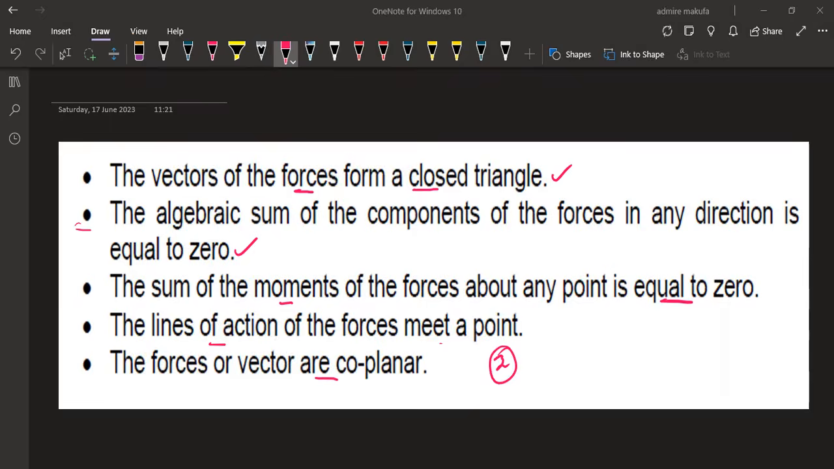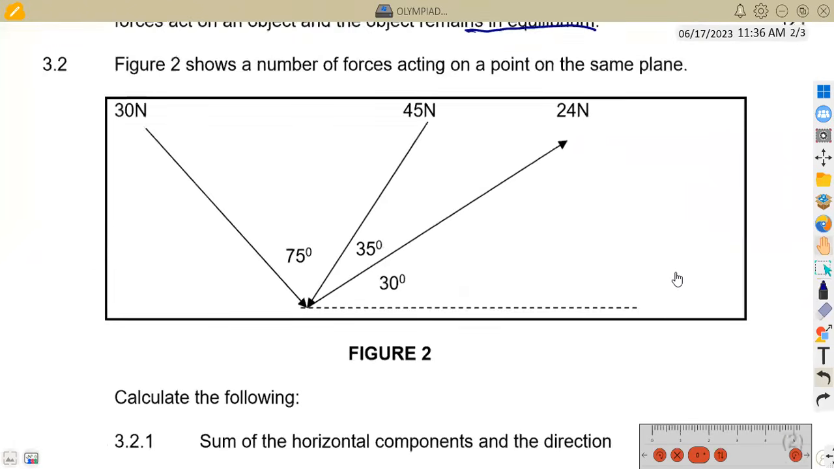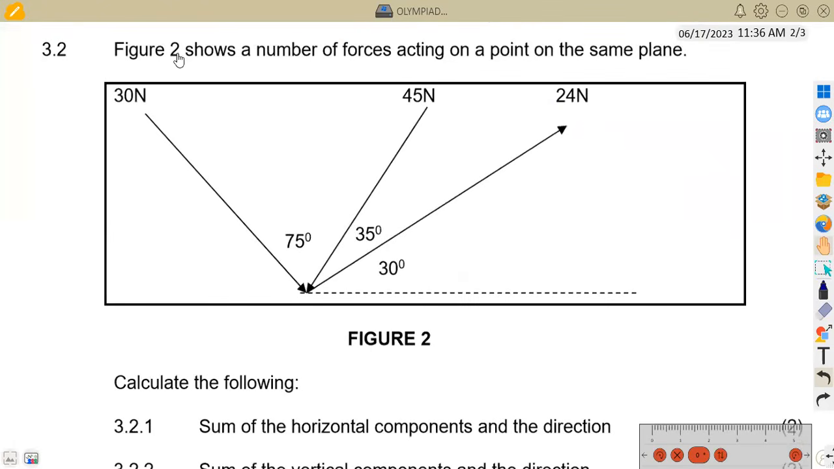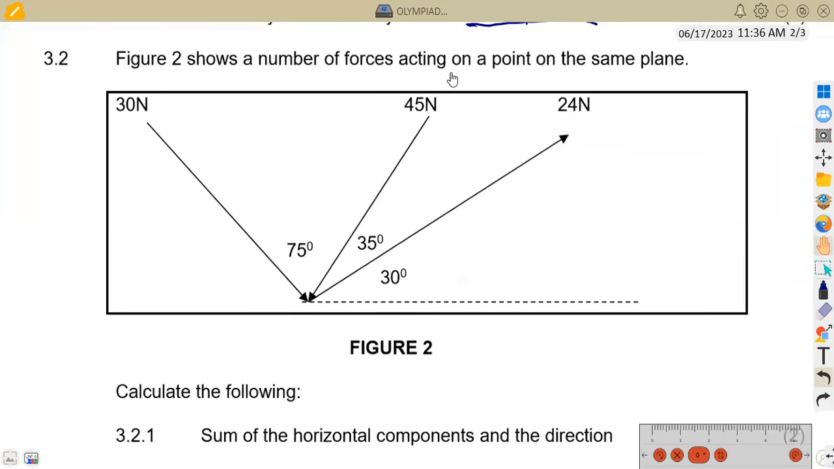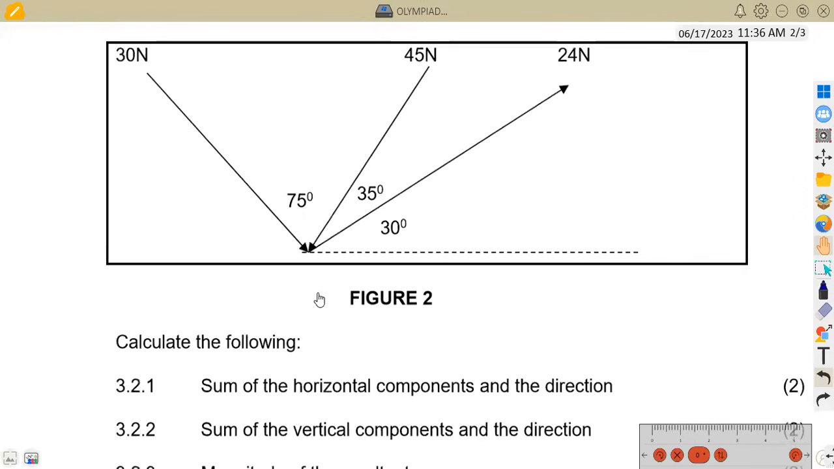Then we consider our second part, which is question 3.2, where we're given fig 2 showing a number of forces acting on a point in the same plane. So this is the condition that you are given, and we are asked to calculate the following: the sum of the horizontal components and the direction. All right, so whenever you're given this type of question, what you need is to work with the forces as you're given from the diagram here.